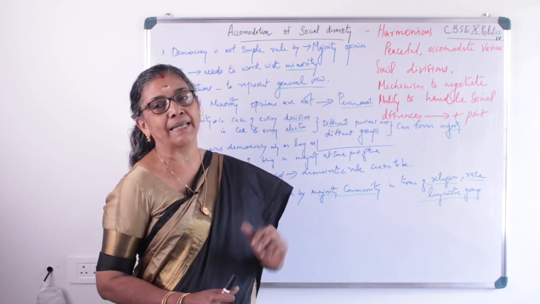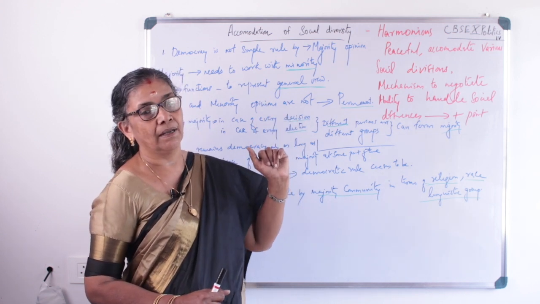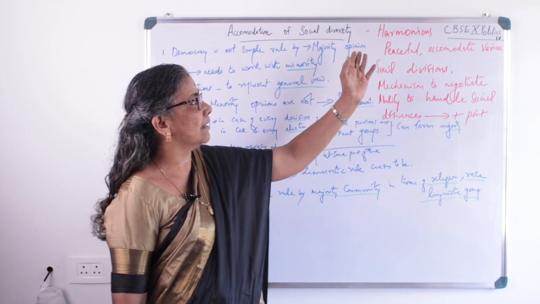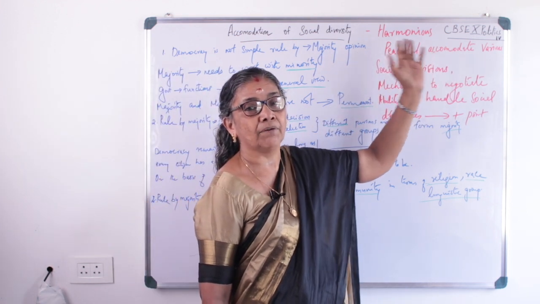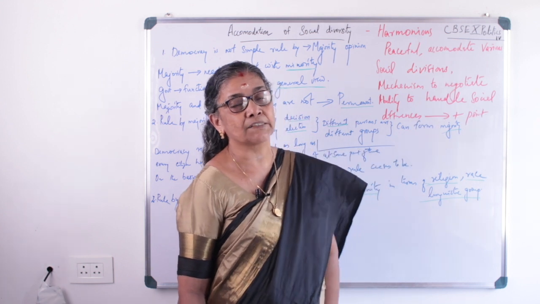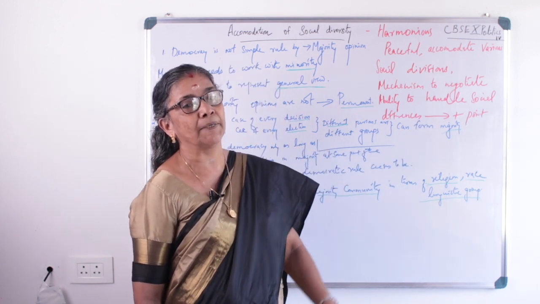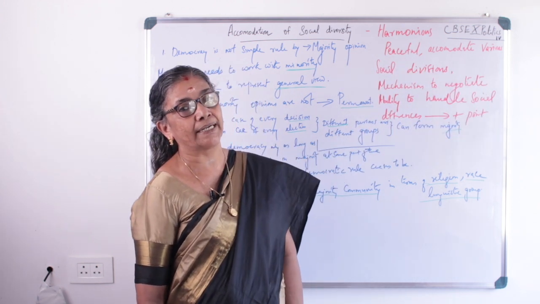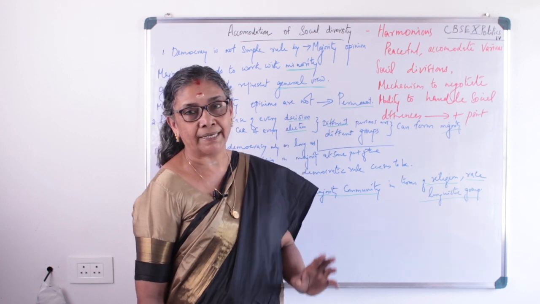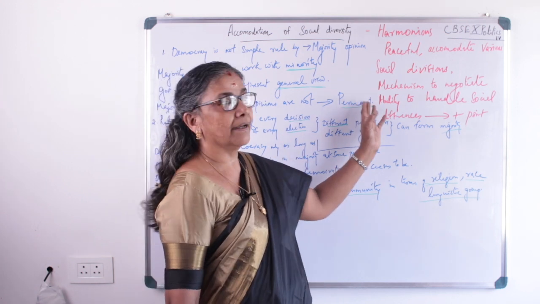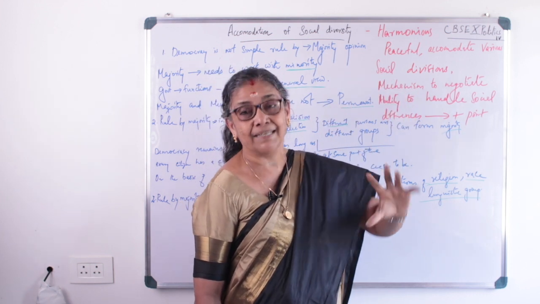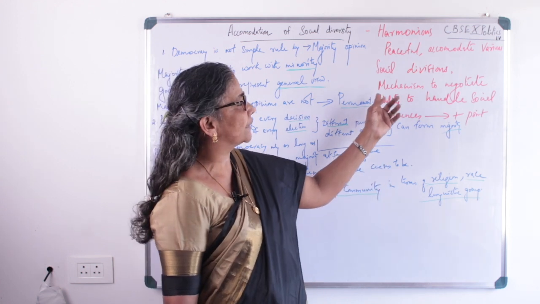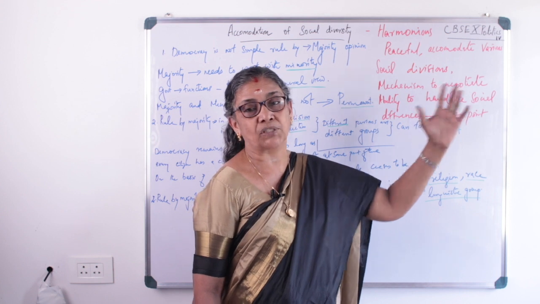The CBSE has asked this question several times. How does the question come? Either as accommodation of social diversity, or they can ask how a government can form a harmonious and peaceful society, or how we can accommodate various social divisions, and how we can have a mechanism to negotiate the differences. Of course there are differences, so how can there be a mechanism to negotiate social differences?